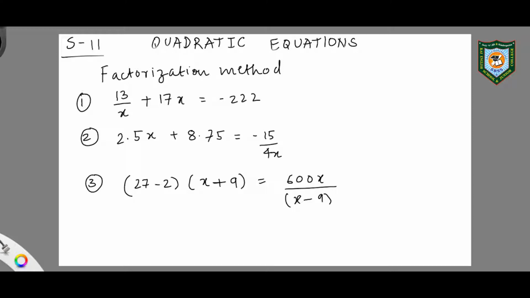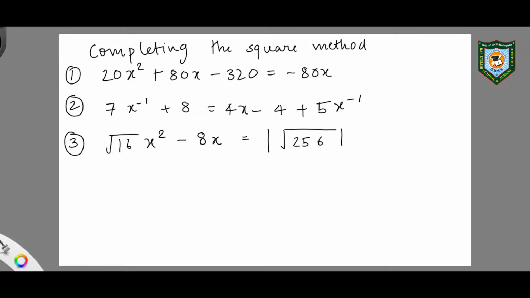So here are the questions for factorization method. Question number 1, question number 2, question number 3. And here are the questions for completing the square method. Now remember, you have to submit this along with 2.4 in the submission date before the deadline as it suits you.